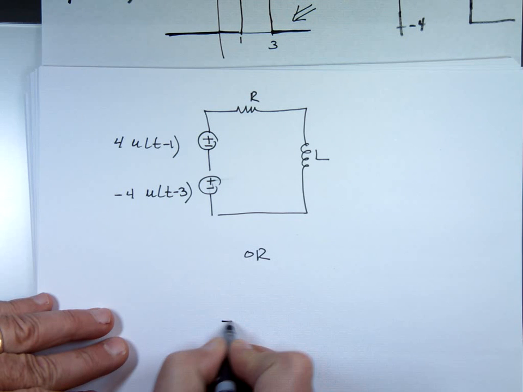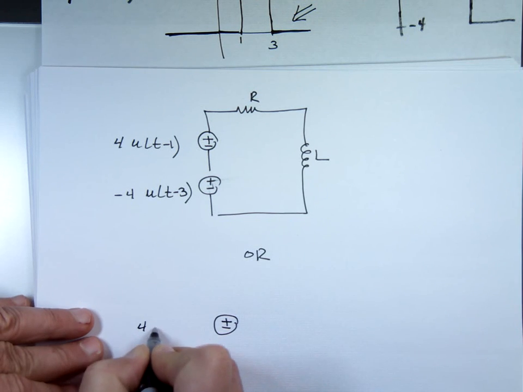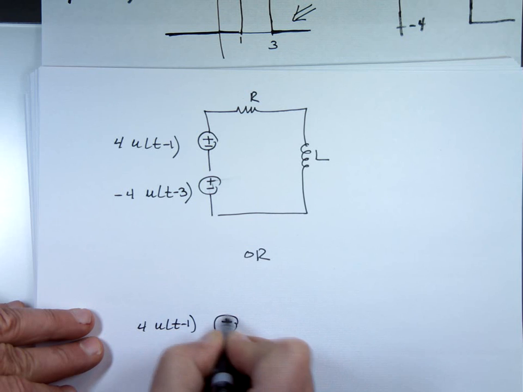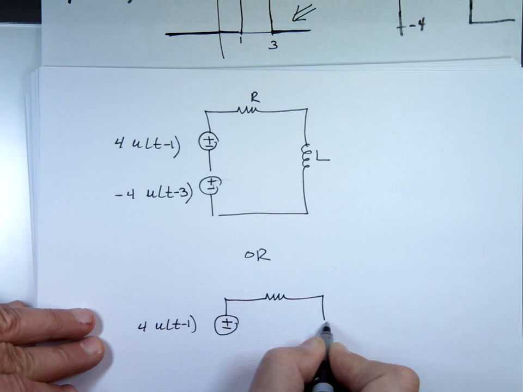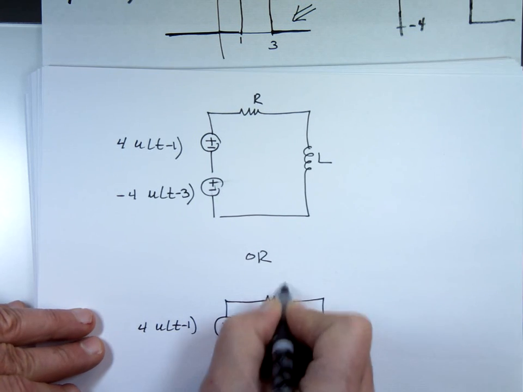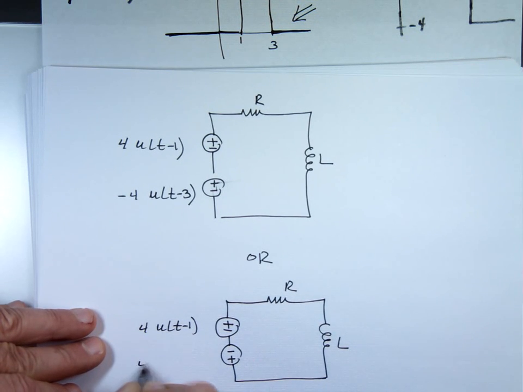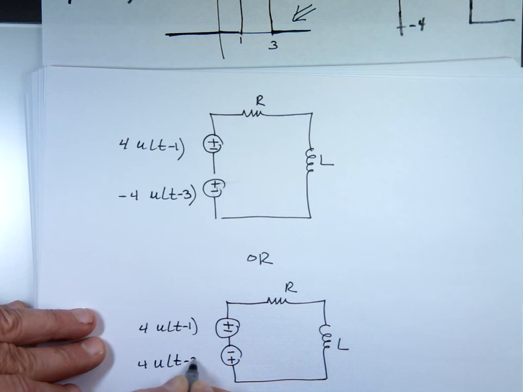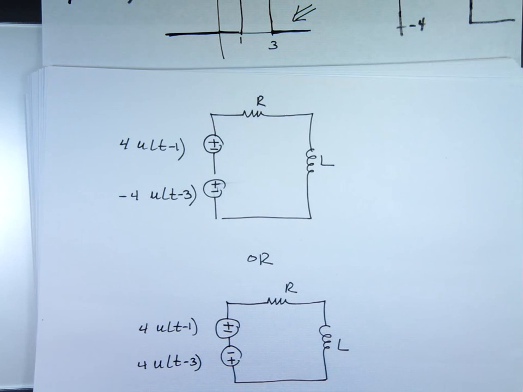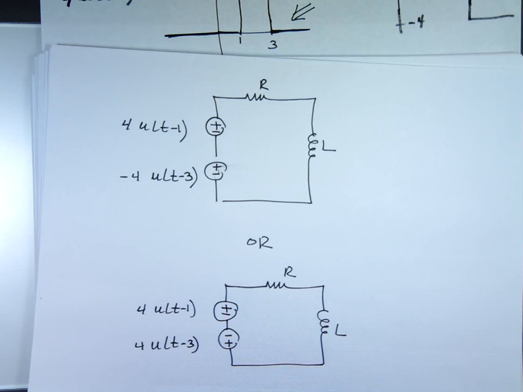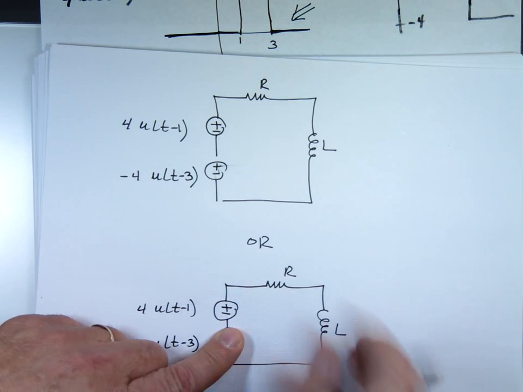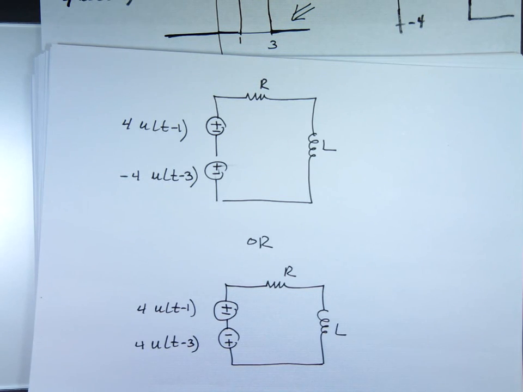Or 4 u sub t minus 1, as I said, and flip the second one. And I can go like this, 4 u sub t minus 3. And if I want to use superposition, find the effect of each source and solve it, and combine them at the end, I could. Remember superposition, when you have two sources, you look at each source separately, at the end you add them together, and you see what your answer is.